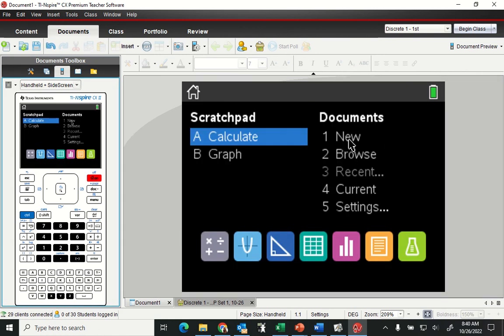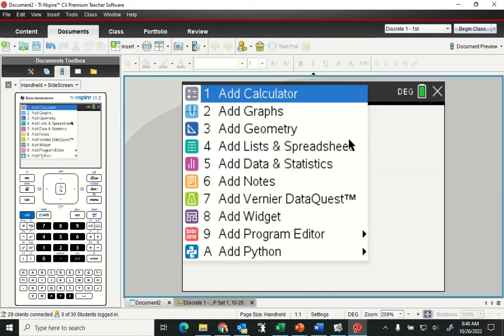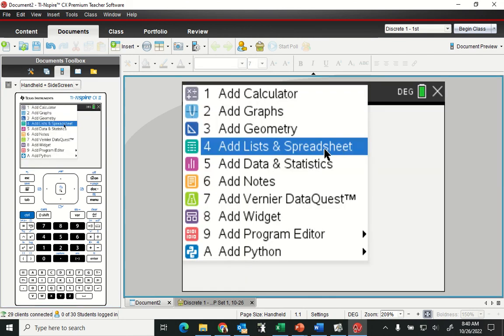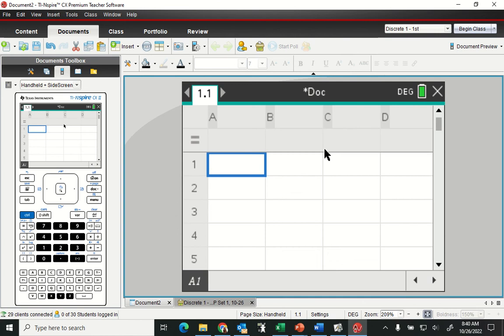Yep, I know you guys are writing this down, right? New documents. List in spreadsheet. Very good. So list in spreadsheet, not on your phone, on the calculator.